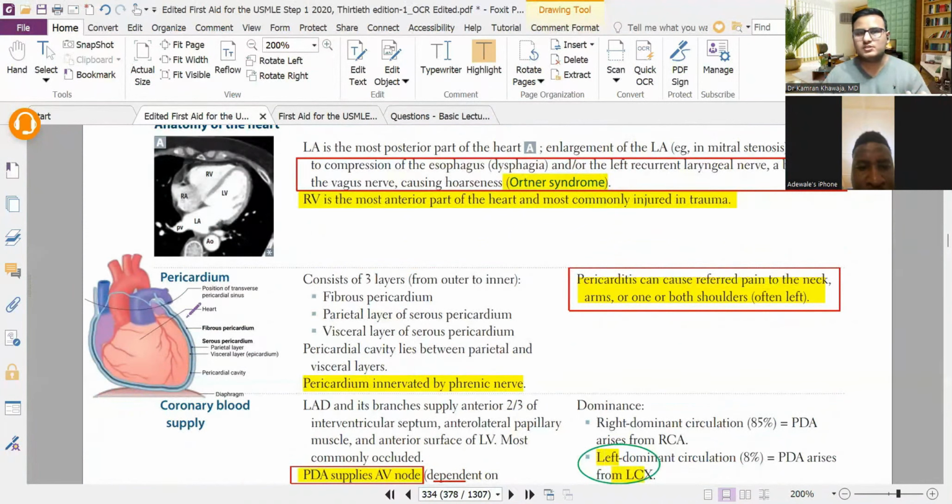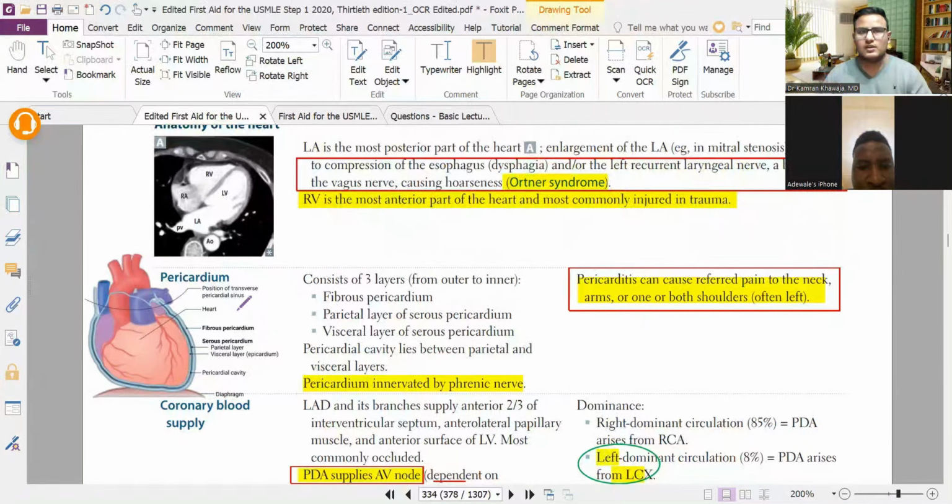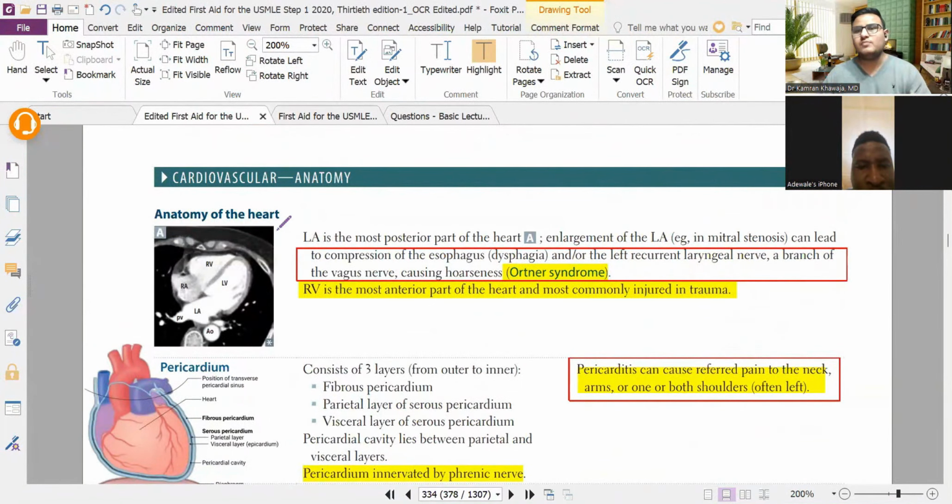Now we will discuss only 2 points here, and then we will go to the next section, which is question and answer section. Okay, and we will cover coronary blood supply in the next lecture. We will cover only pericardium and what is anatomy of the heart.